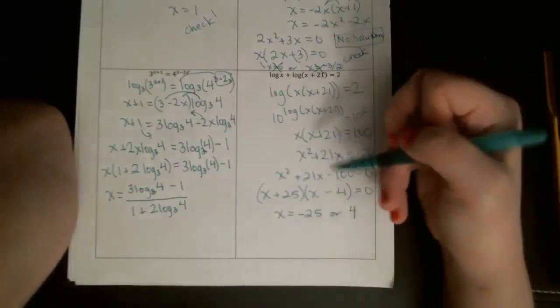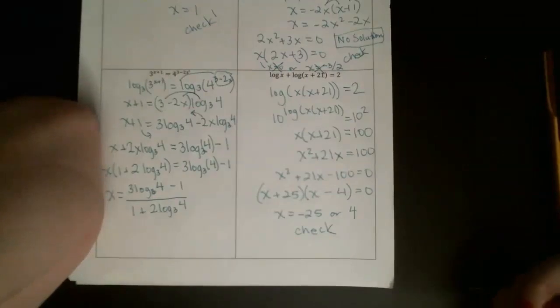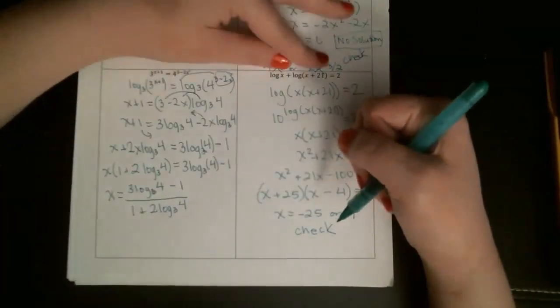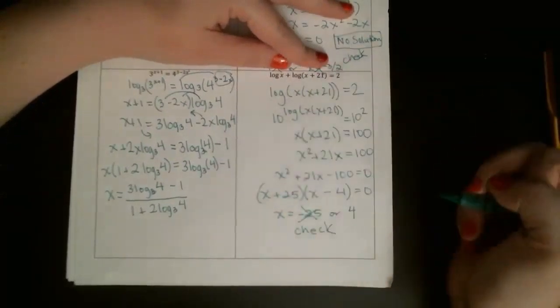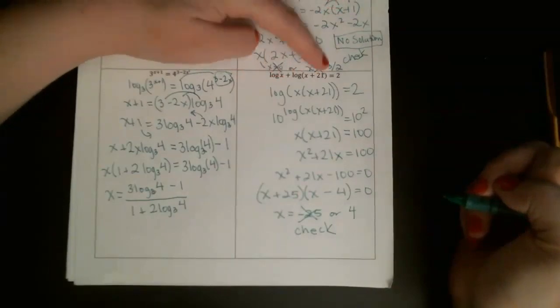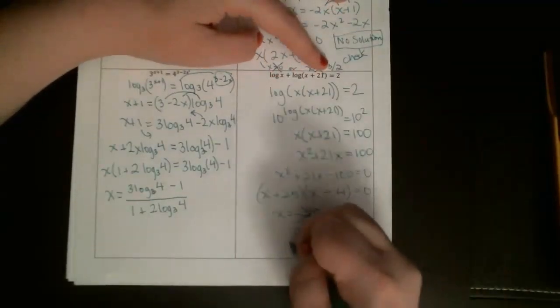We do have to double check, non-optional check. This was a log equation. Unlike the last one, it was exponential, so we didn't have the non-optional check. Negative 25 is looking like bad news right off the bat, so I'm going to throw that away. 4 is looking great. I can take the log of 4. I can take the log of 25. So x equals 4 is my one and only solution.